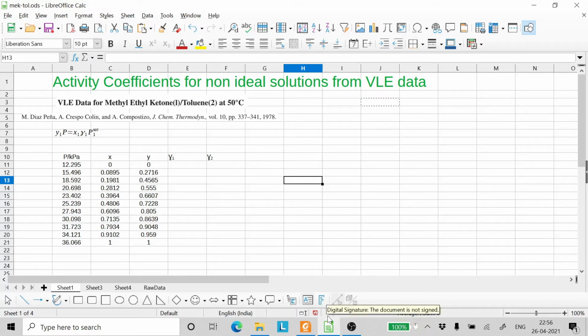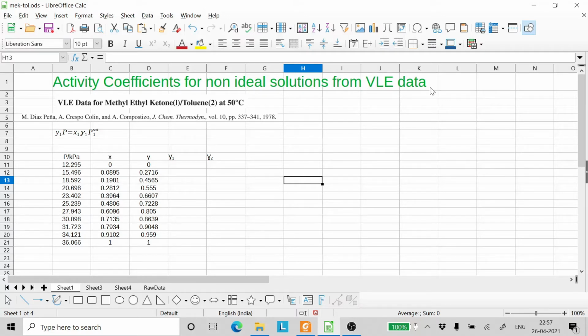Today we will be learning a very important skill, that is how to calculate activity coefficients for non-ideal solutions from VLE data. This is a very important skill because by using activity coefficients, one can mathematically model the VLE data back, and this can be used to design distillation columns. So please watch this video till the end, because this is a very important skill for professionals as well as students.